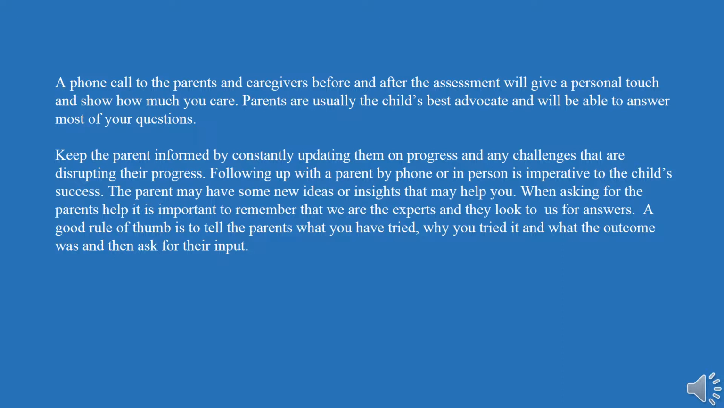Keep the parent informed by constantly updating them on progress and any challenges that are disrupting their child's progress. Following up with a parent by phone or in person is imperative to the child's success. The parent may have some new ideas or insights that may help you. When asking for the parent's help, it is important to remember that we are the experts and that they look to us for answers. A good rule of thumb is to tell the parents what you have tried, why you tried it, and what the outcome was, and then ask for their input.